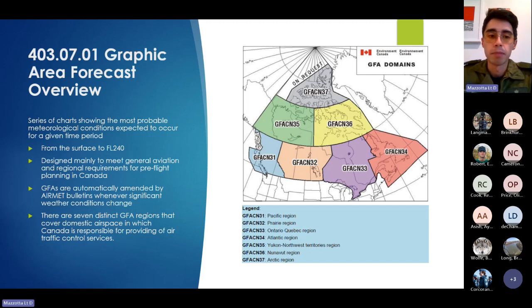GFAs are automatically amended by AirMet bulletins whenever significant weather changes. And there are 7 distinct GFAs across Canada. Nav Canada is responsible for providing air traffic control services in these regions as well. I'll show you how we get there in a little bit, but you can see that there's a Pacific region, a Prairie region, Ontario and Quebec, the Atlantic region, which is mostly the Maritimes, and I believe part of Quebec as well, Yukon, Northwest Territories region, Nunavut, and the Arctic region.